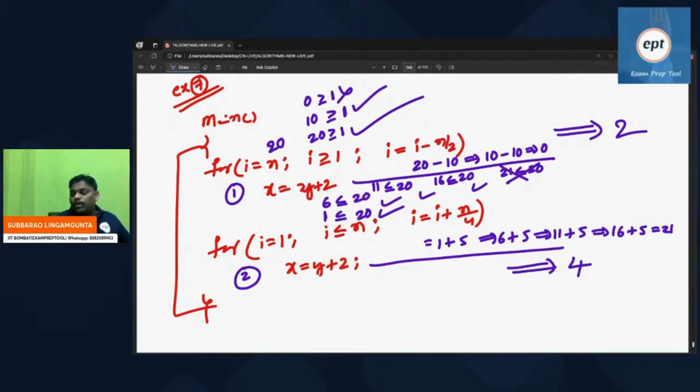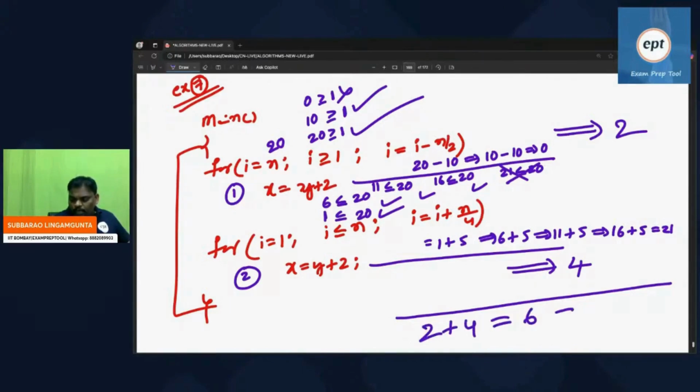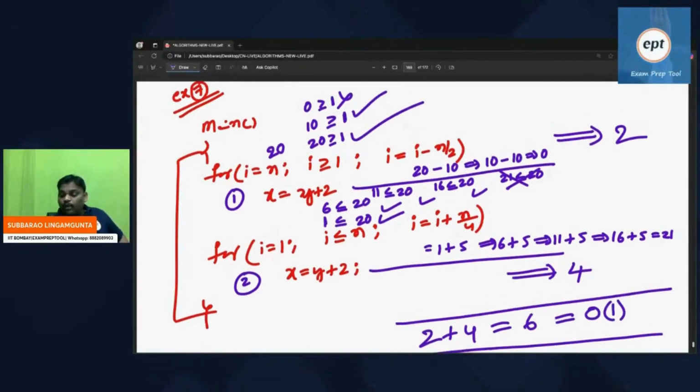Second loop is only 4 times. First loop is only 2 times. So the order of magnitude of every statement you have done, if you see the order of magnitude of the total program, it became 6. It will become big O of 1. Time complexity of this program is big O of 1. So please use common sense. Don't do it blindly.